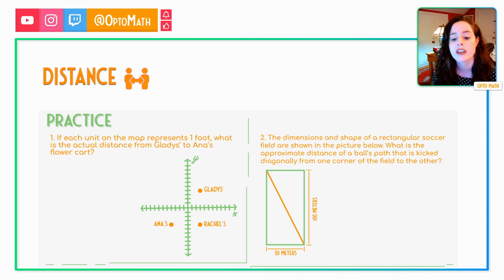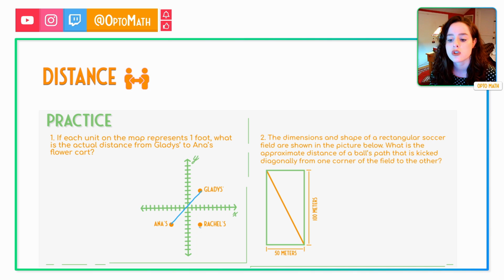Number 1 says, if each unit on the map represents 1 foot, what is the actual distance from Gladys's to Anna's flower cart? Okay, so notice we have 3 points: Gladys's, Anna's, and Rachel's. But we're only asked the distance between Gladys's and Anna's flower cart. So we're looking for this distance.